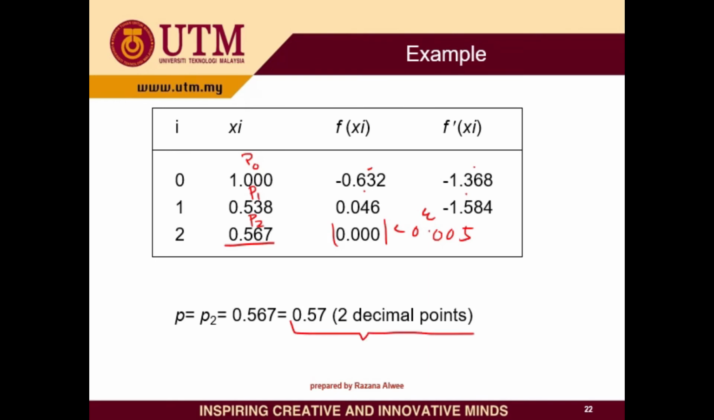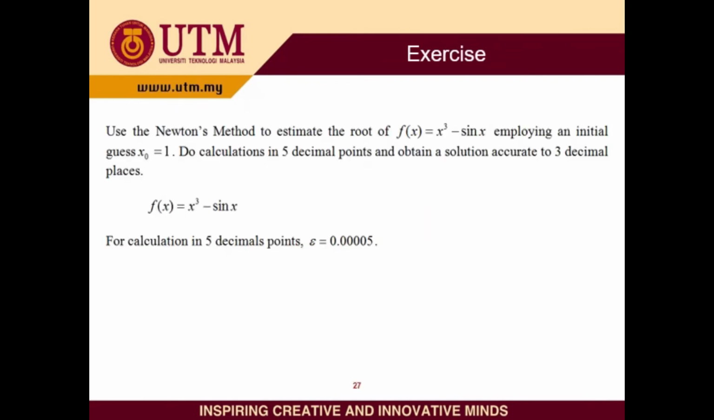Of course, to 2 decimal points, we make it 0.57, with 2 decimal points in brackets. This is the answer that you need to write. This one is another exercise for you for Newton method. So we have 3 exercises: 1 for bisection, 1 for secant, and 1 for Newton. I hope you can discuss with your friends, and we will discuss the answers together in our next class.